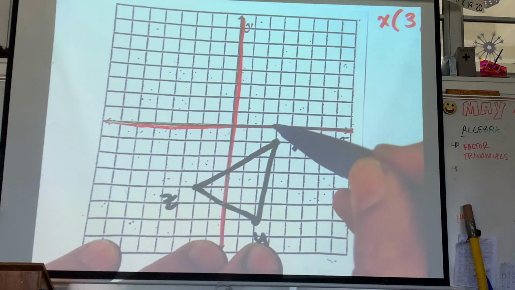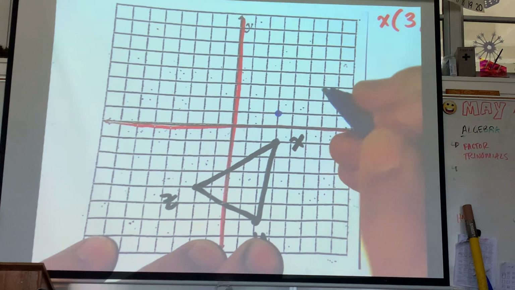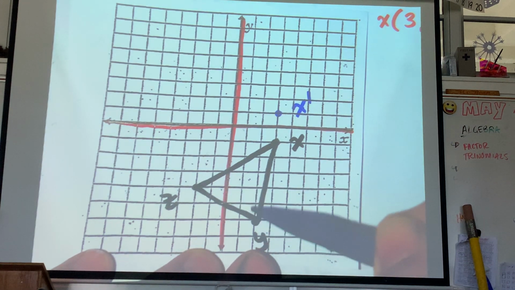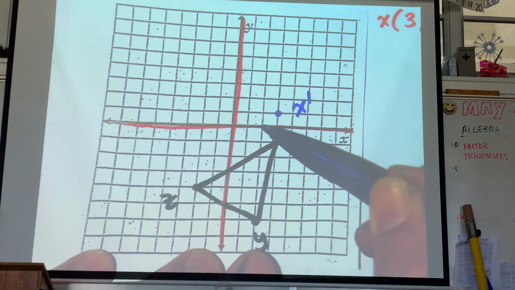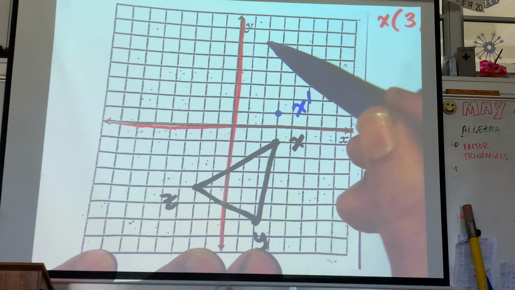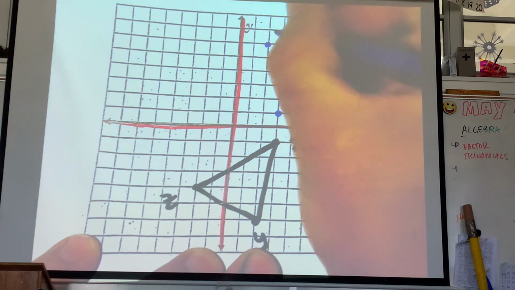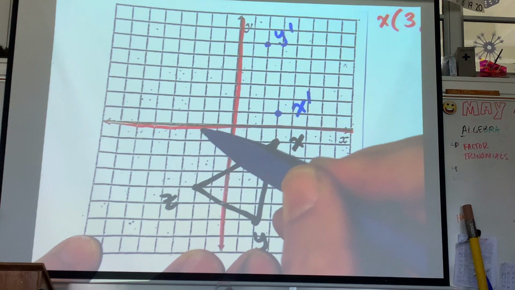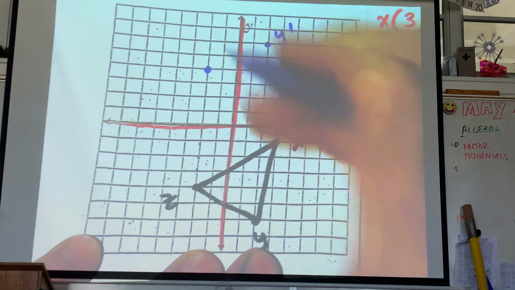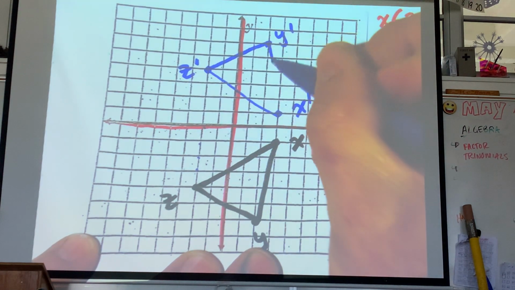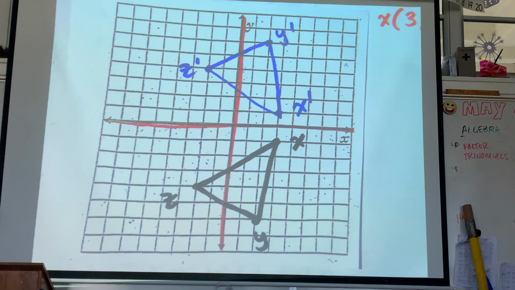Now pay attention here. I'll start with X. Up 1, through 1. There's X prime. Y, I'm going 1, 2, 3, 4, 5, 6 to the X-axis, and then 6 out. 1, 2, 3, 4, 5, 6. Okay, there's Y prime. And Z prime, I'm going straight into the X-axis. 1, 2, 3, 4 in, and 1, 2, 3, 4 out. There's Z prime. I'm going to connect those, and what do you think?